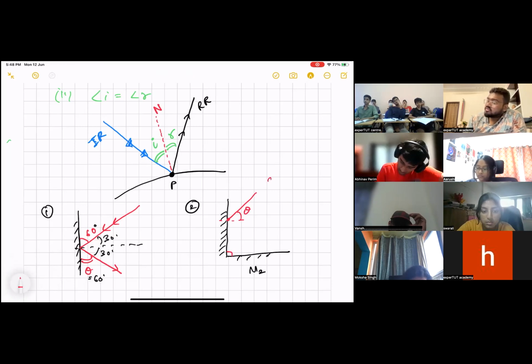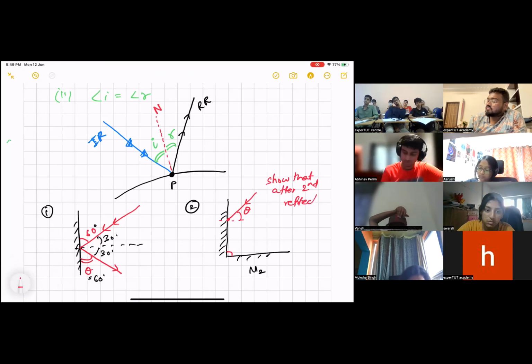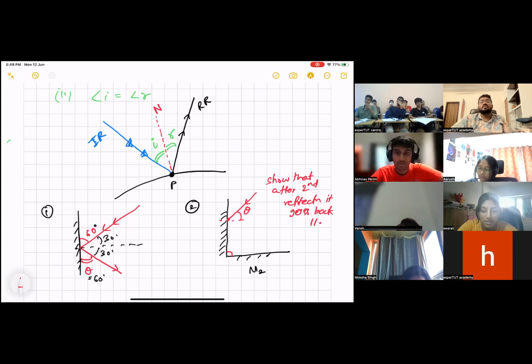Show that after second reflection, it goes back parallel. You have to show that after second reflection, it goes back parallel. Show this. Do this.